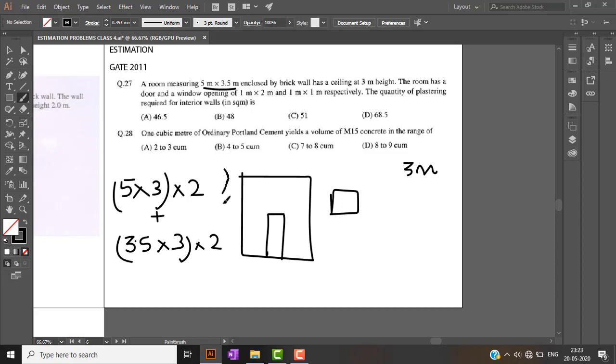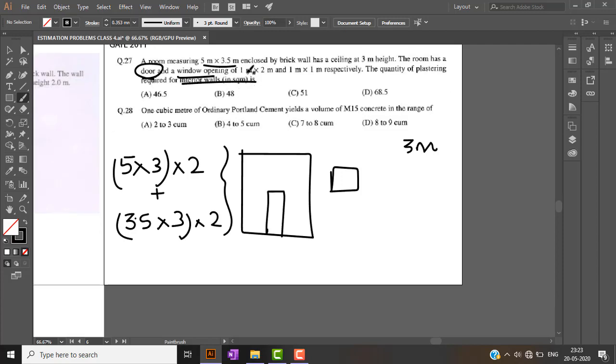After you find this, you just subtract the door and window area. When you subtract the door and window area, you will get the quantity of plaster required in square meter. Always check the units, it's in square meter, which means you only have to play with the area.